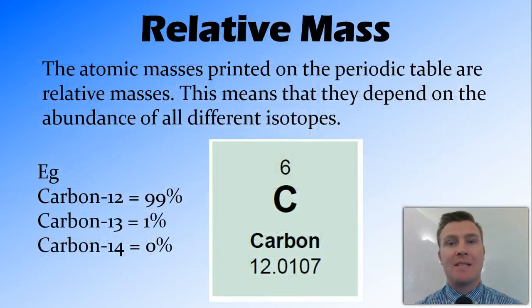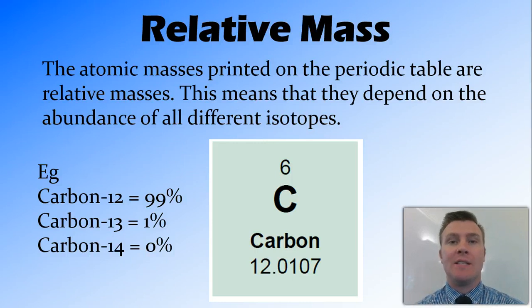This is where relative mass comes into it. So we talked about the relative abundance. Well, when we look at the periodic table, it has a number for the atomic mass, and it'll be, for example, for carbon, 12.010. So this actually takes into account both the isotopes that are around and the relative abundance of those isotopes. So there's 99% carbon-12 and 1% carbon-13. So the relative mass of carbon is 12.01. So it's that 0.01 shows the 1% that's in carbon-13.